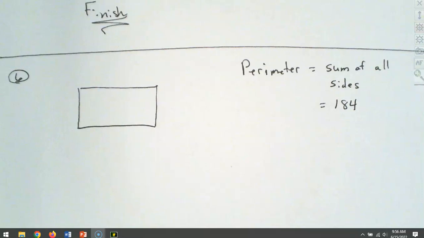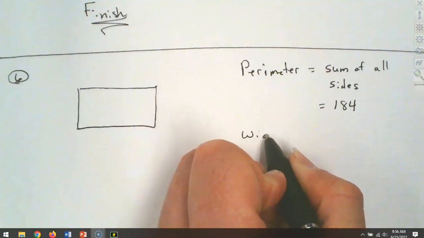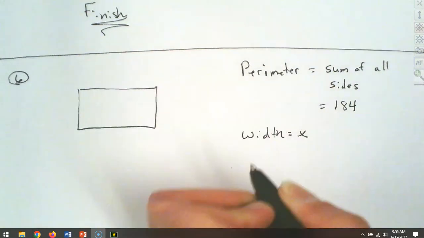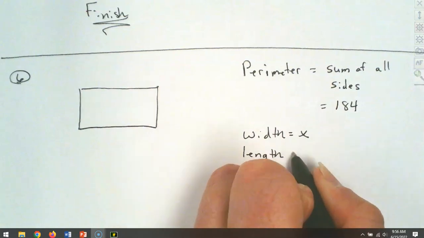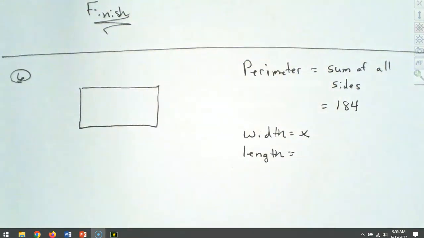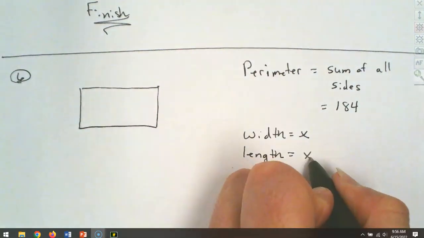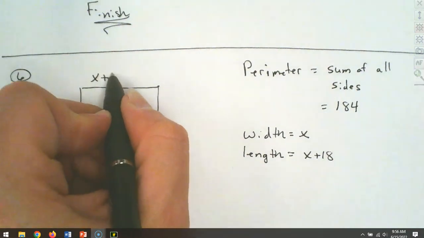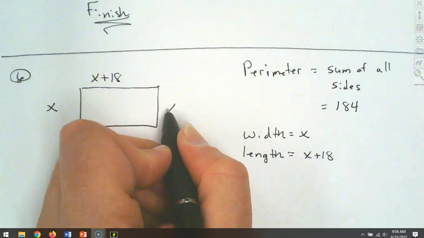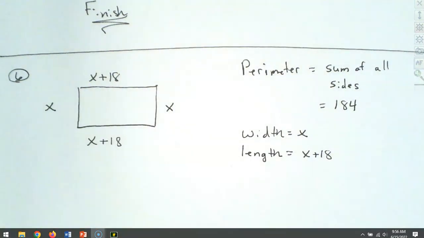And then when I proceed on, it says the length of the carpet is 18 inches more than the width. Well, I don't know the width. So I'm going to represent the width with an X. And the length is 18 inches more. So that's going to be X plus 18. Is everyone okay with that so far? Right? No problem there. This is actually a lot easier, I think, than the investment and the mixture questions.